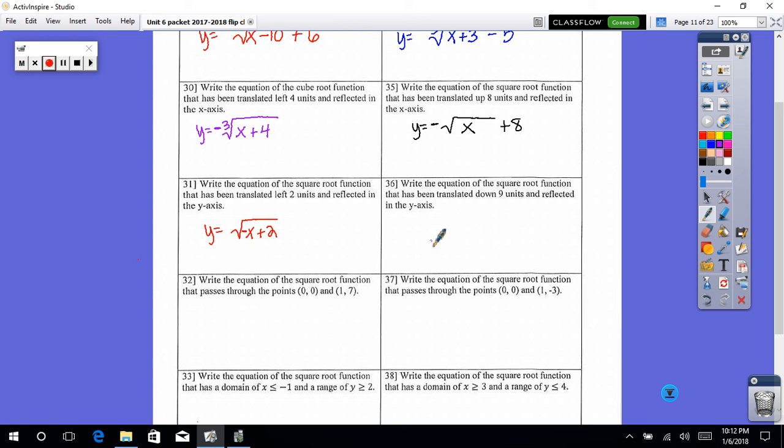Okay, over here to 36. Square root function. Down 9 units and reflected in the y-axis, so my negative goes under here with my x.